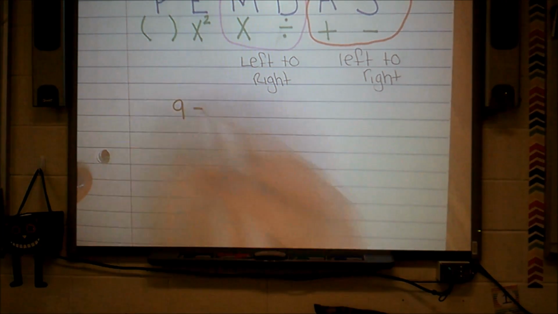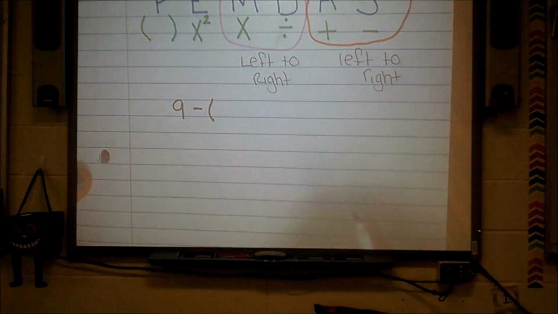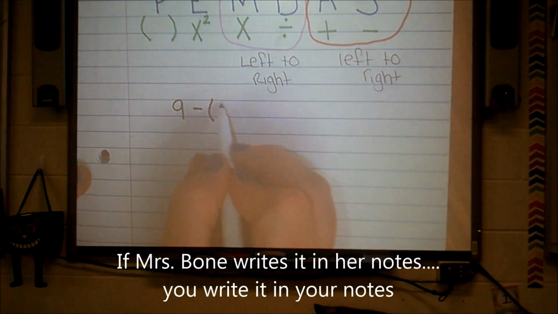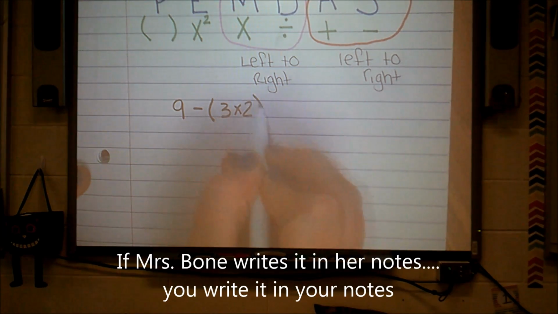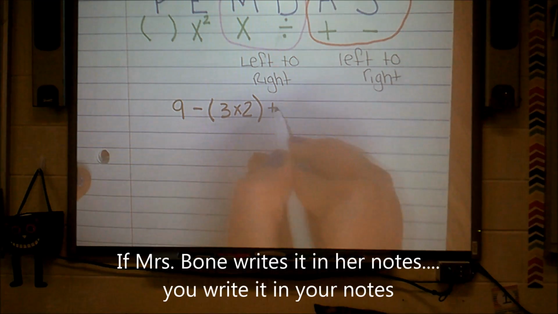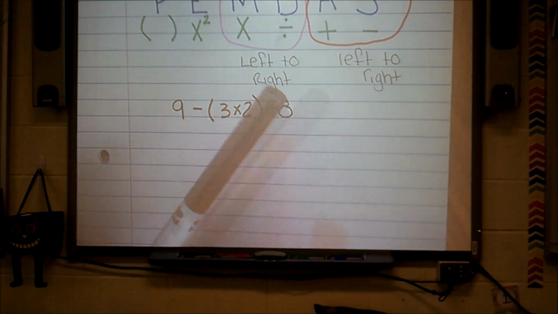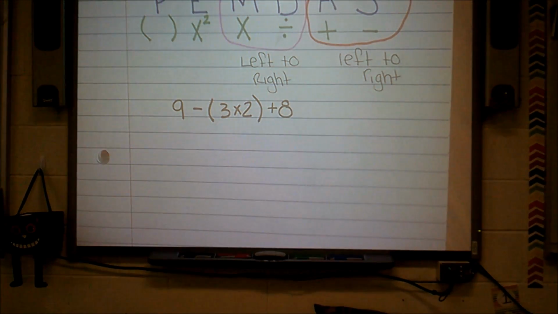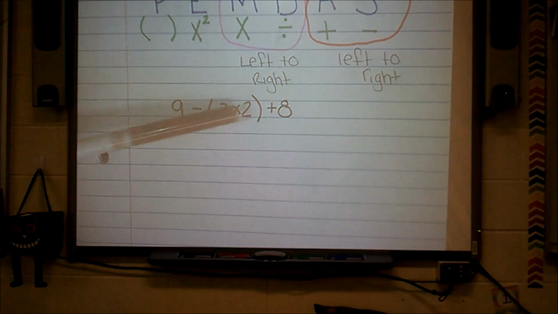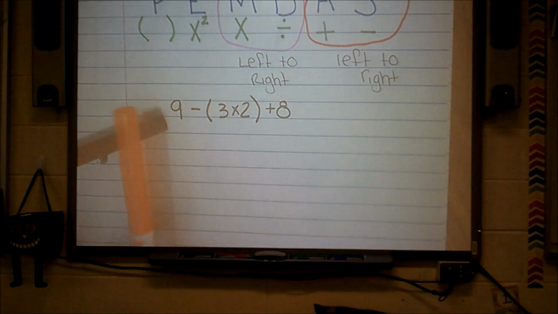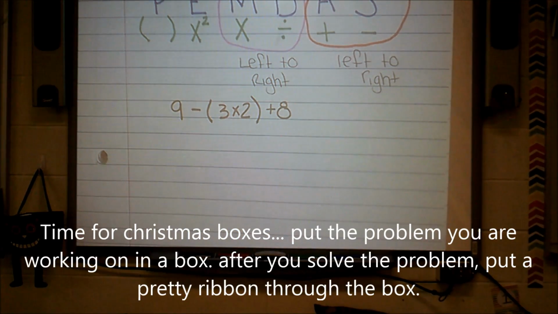So let's look at 9 minus parentheses 3 times 2, plus 8. Looking at my order of operations, Please Excuse My Dear Aunt Sally, I'm going to go through it literally step by step. My suggestion to you is to have a pen and a colored pencil, or 2 different colors of something, so that you're able to see. All of my numerical expressions are going to be written in one color, and my boxes are going to be written in another color. Watch what I say.